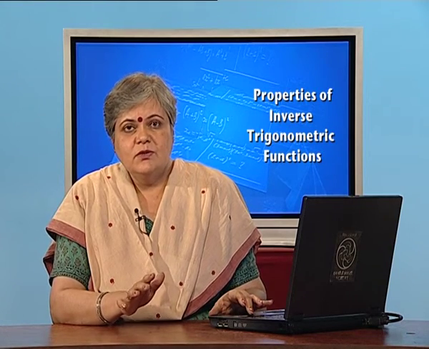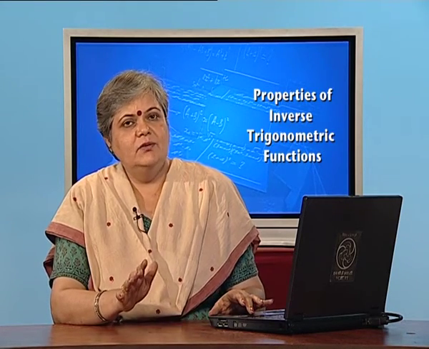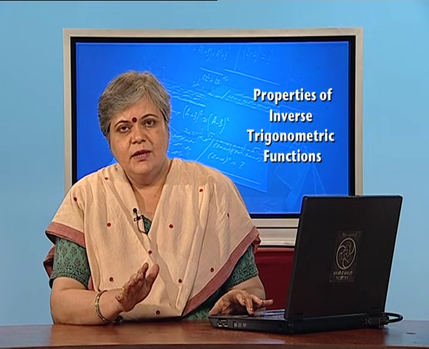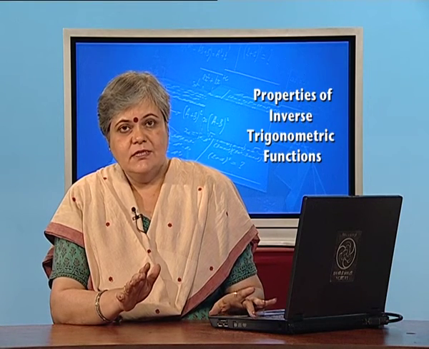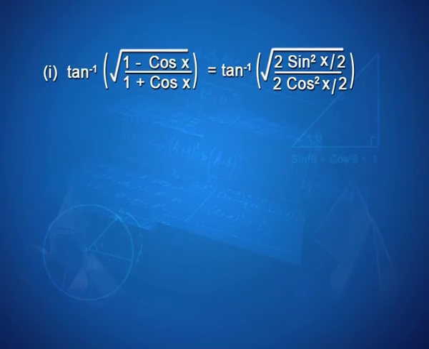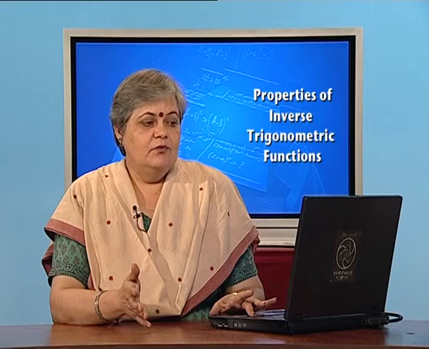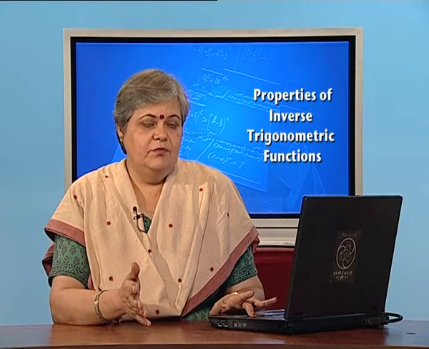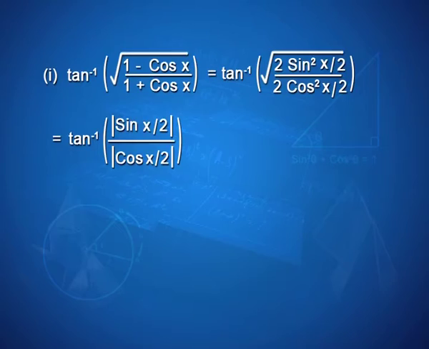So, if you see 1 minus cos x, is there any formula that you learned in 11 standard that rings a bell? Surely it is. 1 minus cos x was 2 sin square x by 2. Similarly, 1 plus cos x was 2 cos square x by 2. So, rewrite and you have something like this, which further can be simplified and written as tan inverse of absolute value of sin of x by 2 divided by absolute value of cos of x by 2.